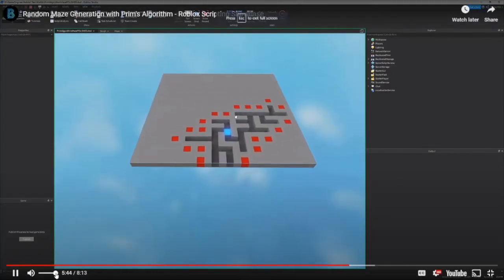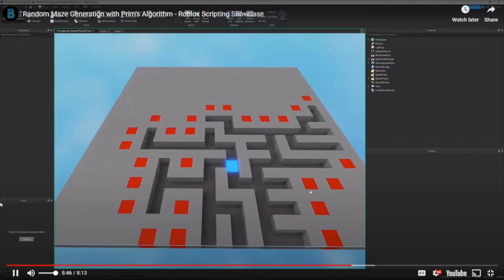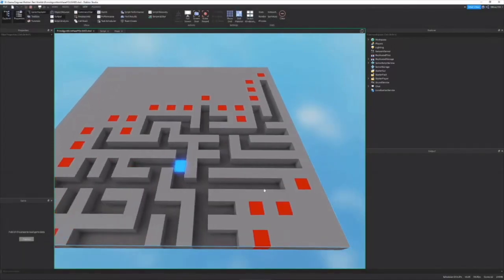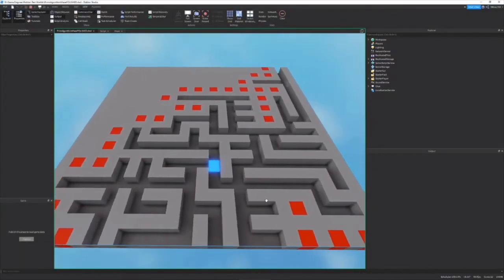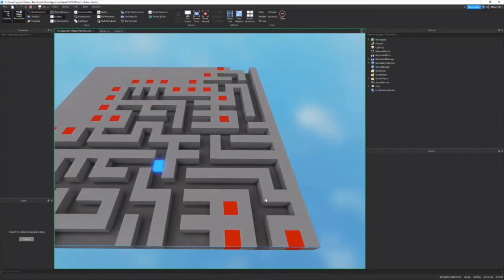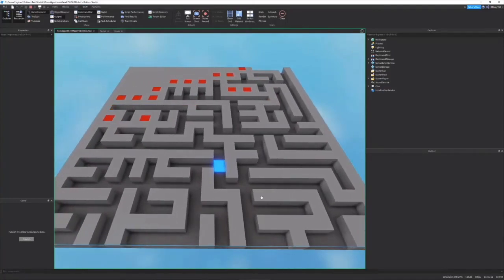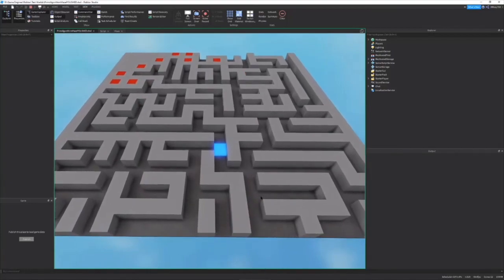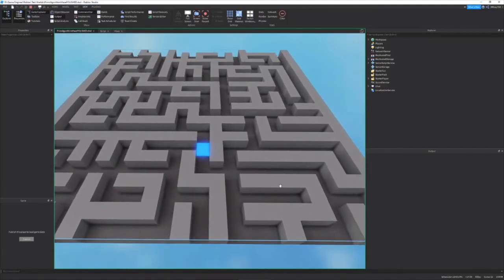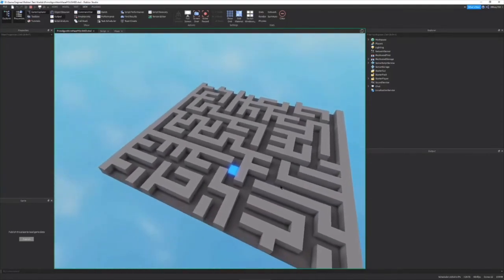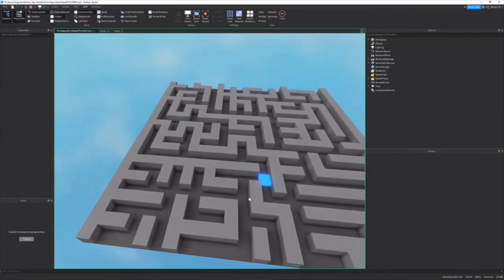You can see it starts with this blue cell, and then it just spreads to all of the other red cells, and it connects them. And I don't know the exact specifics behind it, but when I'm making this maze, my criteria for it was that I wanted a lot of dead ends and cuts, and it does exactly that.